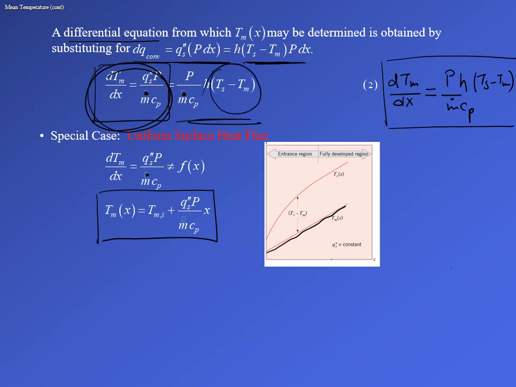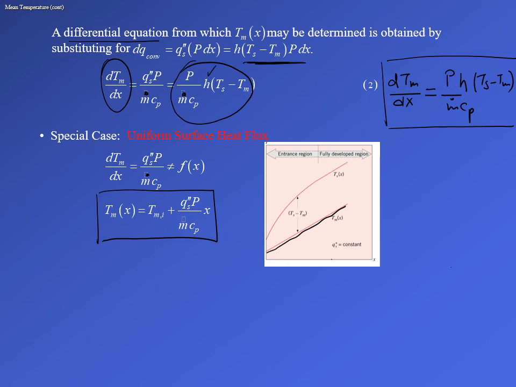which is this thing. So if I just clean it a bit, you have this dTm by dx, and this right hand side is P upon m dot Cp times h times Ts minus Tm. So if I have to get this Ts minus Tm, then I see that in the fully developed region, since my h is a constant, my Ts profile is also a straight line. Okay, it is also a linear profile because dTm by dx is a constant. It is not a function of x. So that means Ts minus Tm will also be a constant.